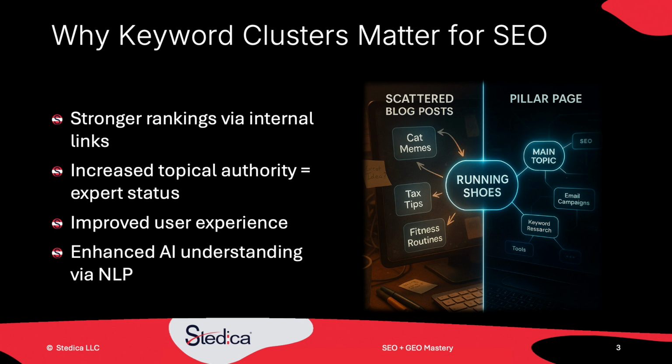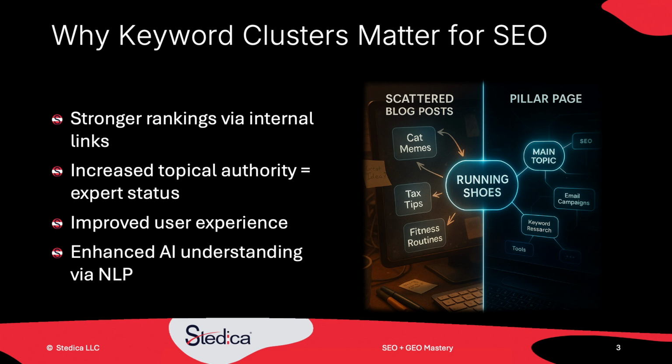Stronger rankings. Your pages can support each other with internal links, boosting their visibility. Higher topical authority. You appear as an expert because you cover every angle of the topic. Improved user experience. Users can find everything they need in one place, which means they stay longer. Enhanced AI understanding. Search engines use natural language processing to understand content topics. A clustered structure makes it clear what your site is about.